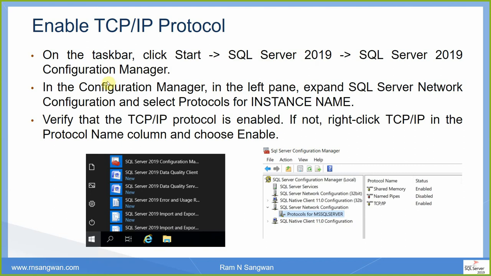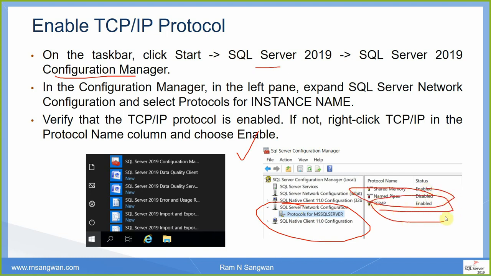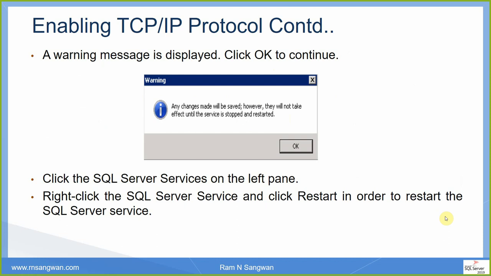Enable protocol. On the taskbar, SQL Server 2019, we go to the configuration manager. You have seen the configuration manager, and go to the protocol, and then by default, for example, named pipe is disabled. Similarly, check the TCP/IP protocol. If it is not enabled, right click on it and then go to properties and then enable it. A warning message is displayed. Click OK to continue. That is about the restart of the service. Click the SQL Server service on the left pane, then right click on the server service and then restart the service. We have seen how to restart the service.